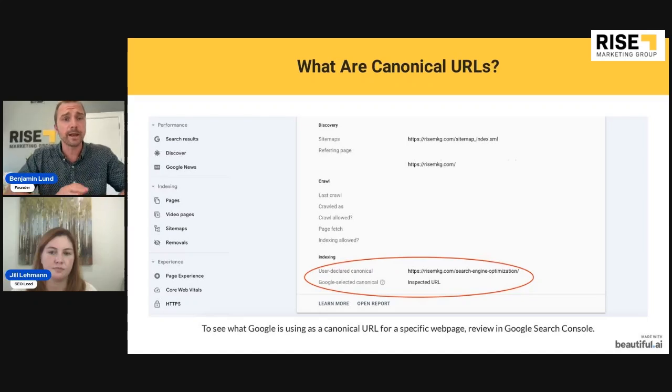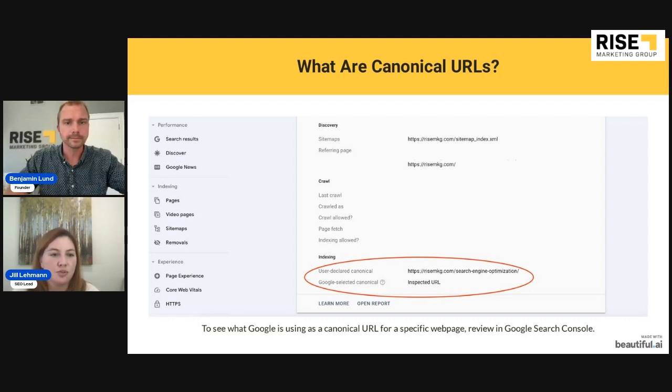Let's get into it. A common question that we get is, what is a canonical URL? So Jill, would you mind sharing with everyone, what is a canonical URL? Sure. A canonical URL is normally one that's chosen to represent a group of duplicate or very similar pages.